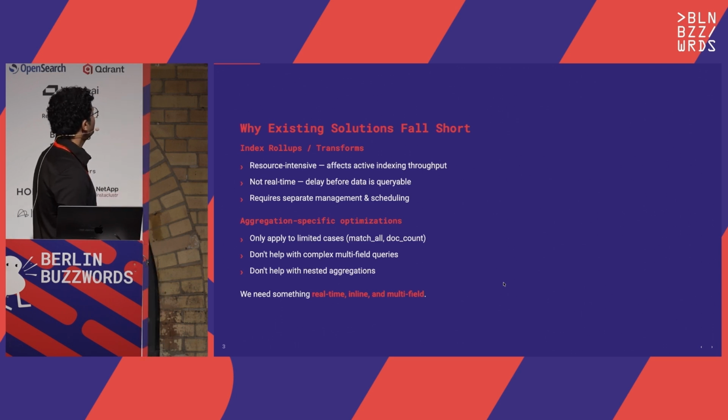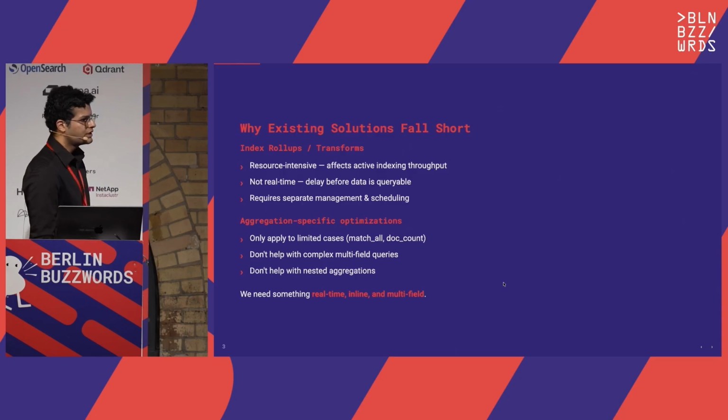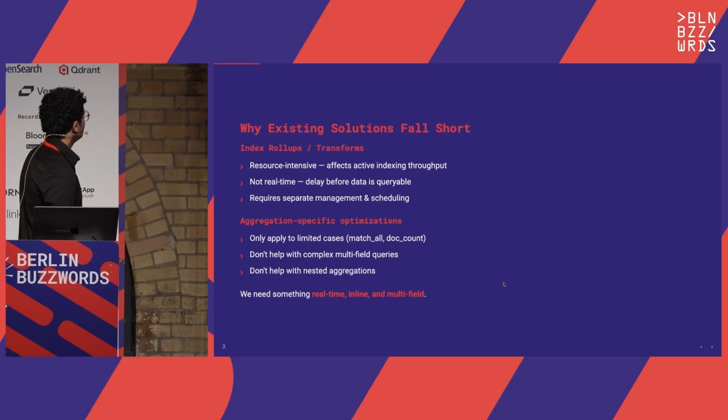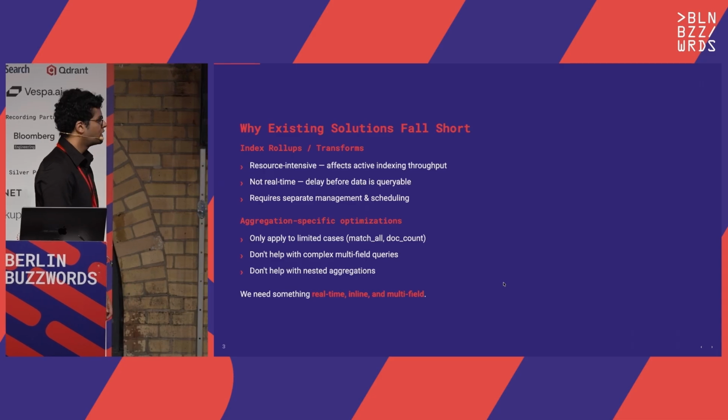The second existing solution is the aggregation-specific optimizations already there in OpenSearch. But those optimizations only apply to very limited cases like match all or doc count, and they do not help with complex multi-field queries or nested aggregations. So yes, we need something which is real time, which is built in line with indexing, and that works across multiple fields.